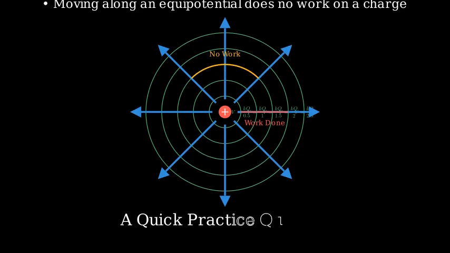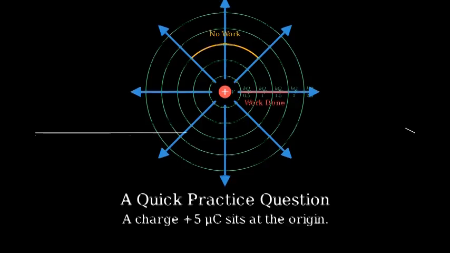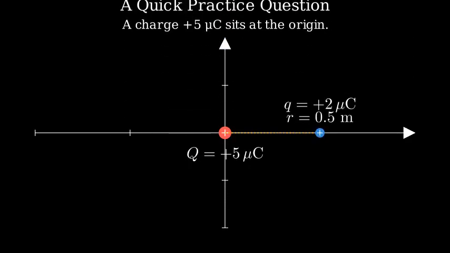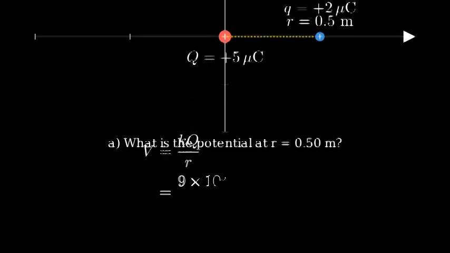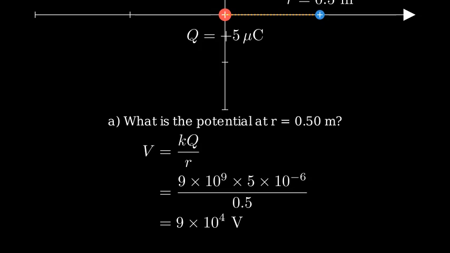Let's try a quick practice question to test your understanding. A charge of positive 5 microcoulombs sits at the origin. Part A. What is the potential at r equals 0.50 meters? Using the formula V equals k times Q divided by r, V equals 9 times 10 to the power of 9 times 5 times 10 to the power of negative 6 divided by 0.5, which equals 9 times 10 to the power of 4 volts.